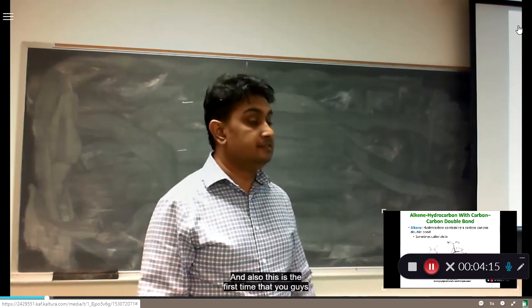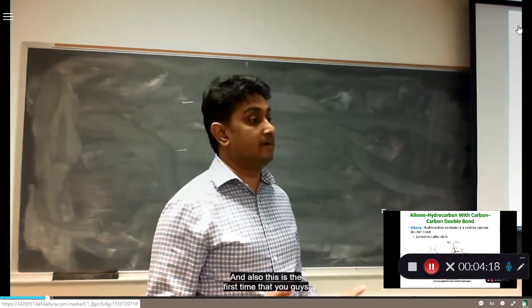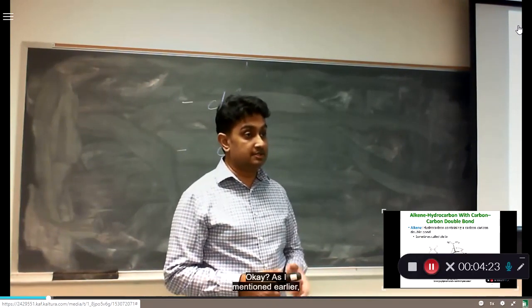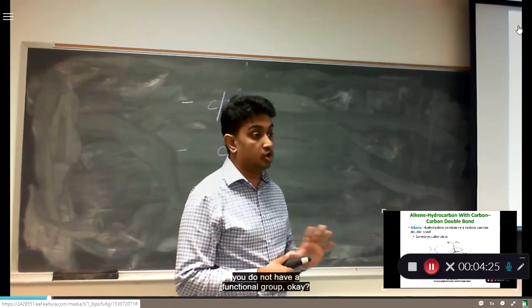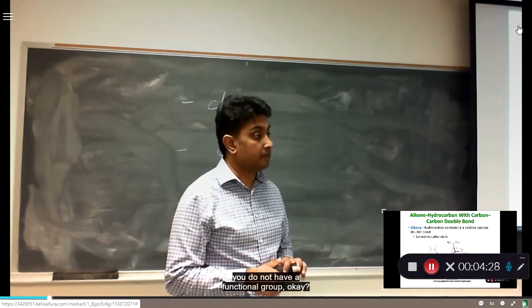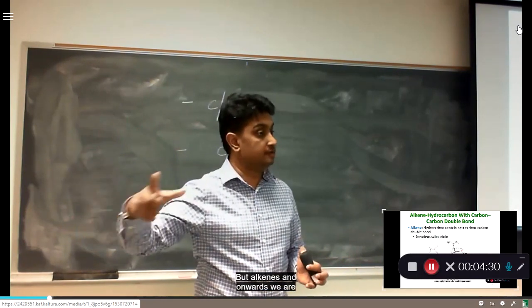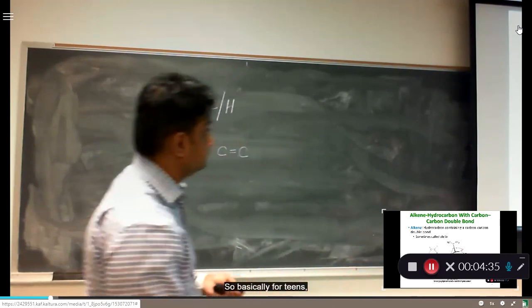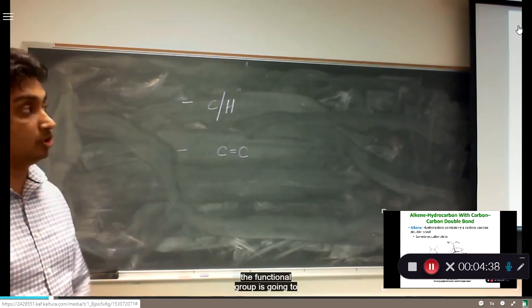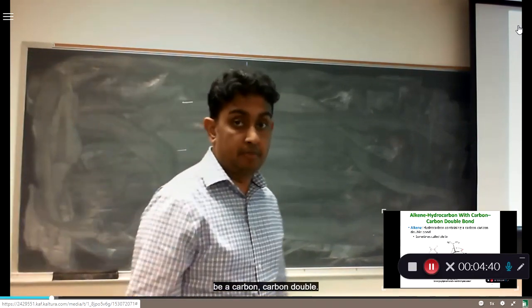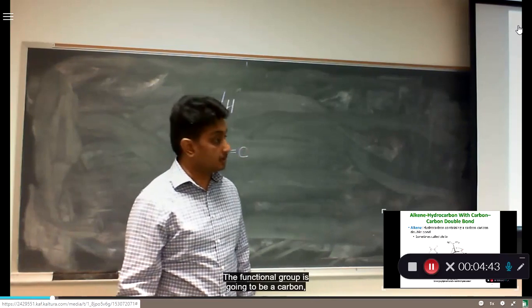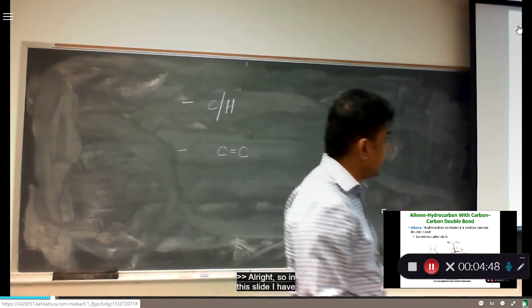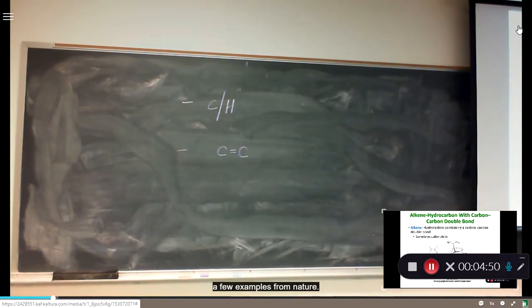Also, this is the first time that you have encountered organic chemistry functional groups. As I mentioned earlier, alkanes do not have a functional group, but from alkenes onwards, we are going to see these functional groups. For alkenes, the functional group is going to be a carbon-carbon double bond. Are we clear? Alright, so in this slide I have a few examples from nature.